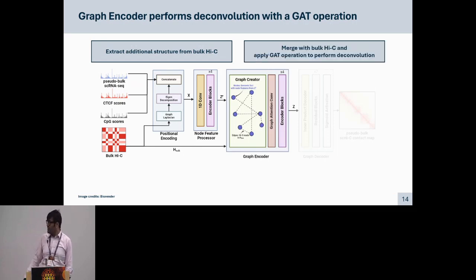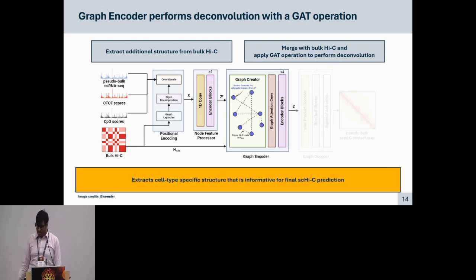To achieve that, the first thing we do is merge the rich node feature set that we produced in the previous module with the bulk Hi-C to form our genome graph. Then it applies a graph attention operation on this genome graph to perform the deconvolution step. The attention mechanism in the graph attention operation does this deconvolution essentially by assigning a low or zero attention score to edges that are not structurally informative, essentially extracting only the structure that is relevant to do cell type specific prediction, while discarding the rest of the structure it doesn't care about.